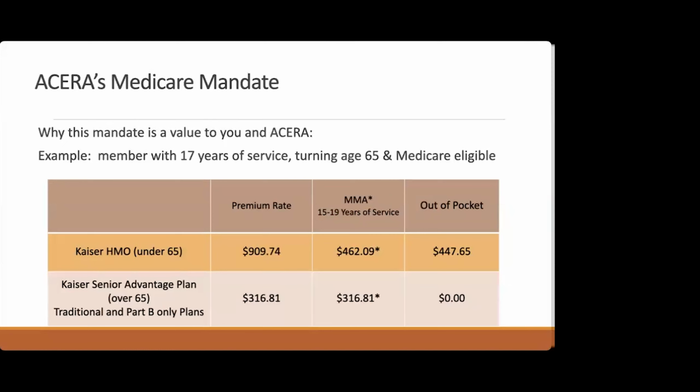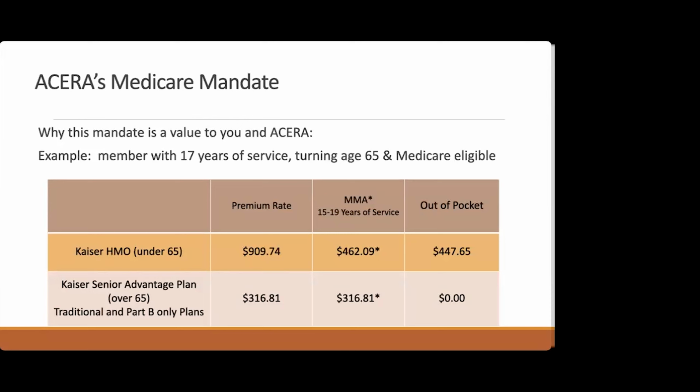So let's look at two different group plans that we have here at Acera and compare the costs. If you are on our Kaiser HMO plan, which is the under 65 plan, the total premium cost for the plan is $909.74. And the MMA, the medical subsidy that we provide, covers $462.09 of that plan, leaving you as the member with an out-of-pocket cost of $447.65. So you're paying quite a bit out of pocket each month just to have the insurance. That's not including copays, prescription costs, and that sort of thing.